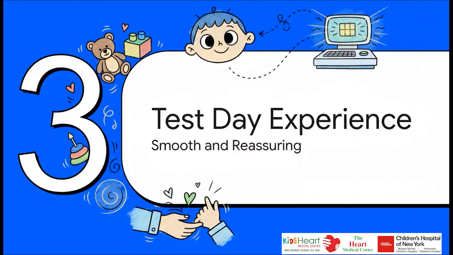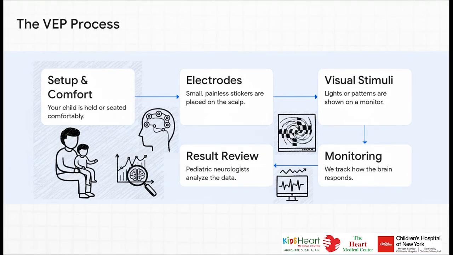So what does this actually look like on the day of the test? I know the idea of any medical test for your little one can be stressful, so let's just walk through the whole experience step by step to show you how smooth and reassuring it's all designed to be. First things first, comfort. Your child can be right there in your lap or sitting in a comfy chair. Then we place those little sensor stickers on their head. Again, they're totally painless. Then they just watch the screen, and our equipment tracks the brain's signals. And finally, our specialists take all that data and figure out exactly what it means for your child's visual pathway. It's a gentle, straightforward process from start to finish.